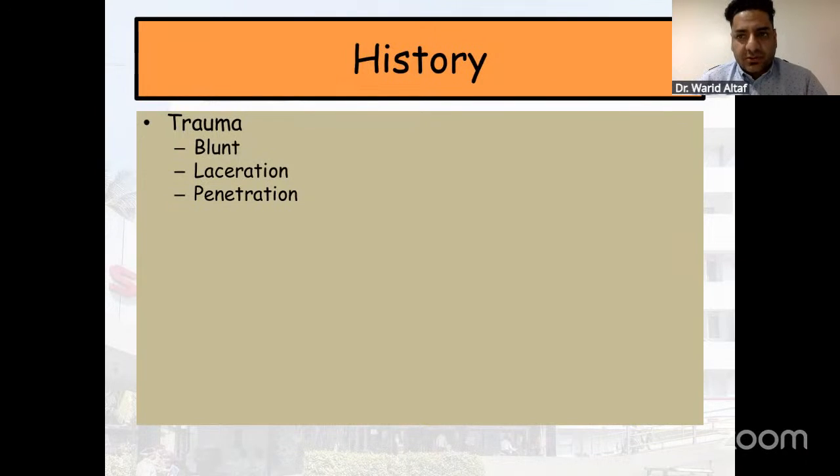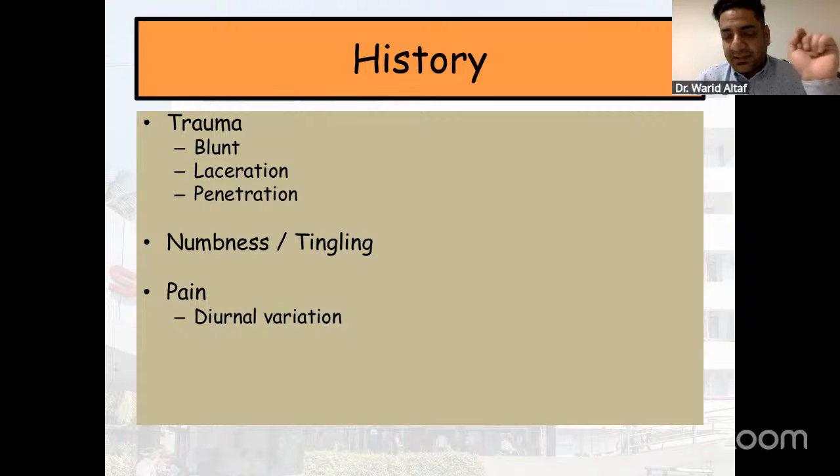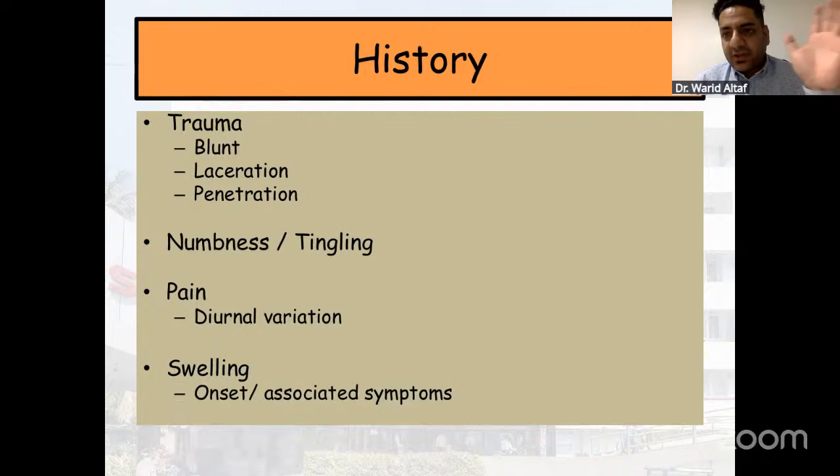First important history you're going to ask is, was there a history of trauma? And if there's a history of trauma, was it a blunt trauma, or a laceration, or a penetrating kind of wound? Second important thing you can ask is whether there's numbness or tingling, whether there's a diurnal variation of the numbness and tingling as well, whether there is pain, what kind of pain it is, if there's a swelling around the wrist, and what is the onset, duration, and progression of that. Because all of these tell us a lot of things. Trauma will tell you whether you're going to look for some neglected tendon injury, or whether there was some fracture, and how it has progressed.